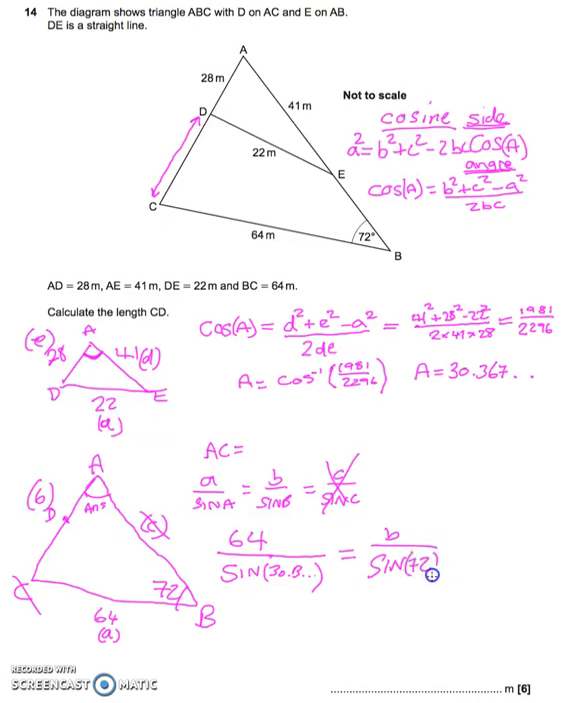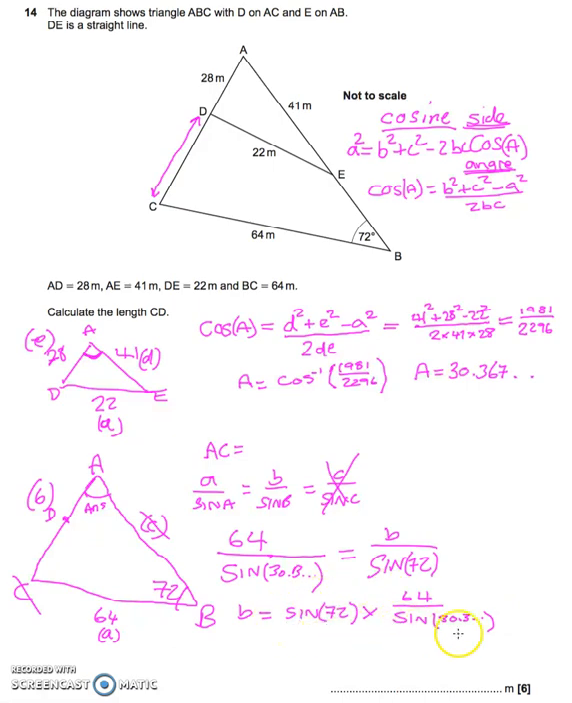So sine 72 is on the bottom of this fraction, and to get rid of it, you multiply by sine 72. You have to do that to both sides of the equation. That would leave b on its own. So little b is equal to sine of 72 multiplied by 64 over sine of our answer from the first part of the question, 30.3 dot dot dot, loads of other numbers.